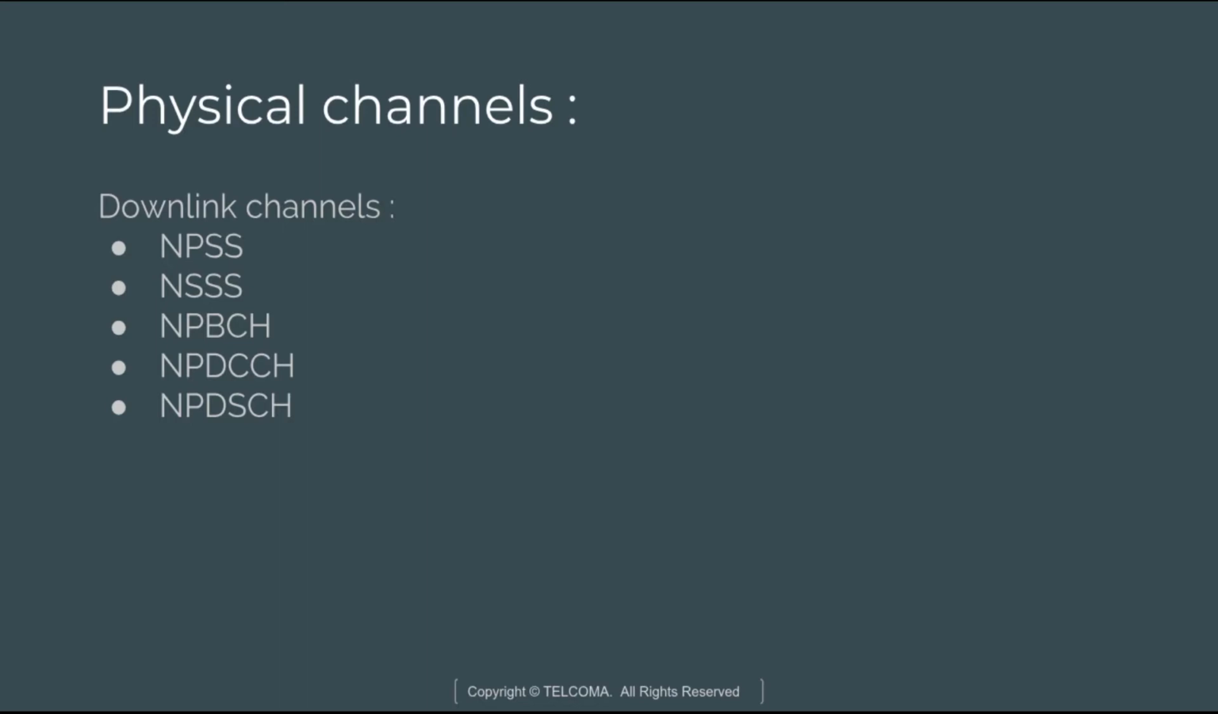Unlike LTE, these physical channels and signals are multiplexed in time. Each NB-IoT subframe spans 12 subcarriers, which is one physical resource block, in the frequency domain and 1 millisecond in the time domain. NPSS and NSSS are used by an NB-IoT user equipment to perform cell search, which includes time and frequency synchronization and cell identity detection.